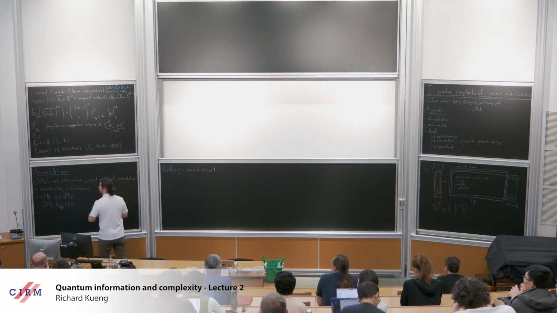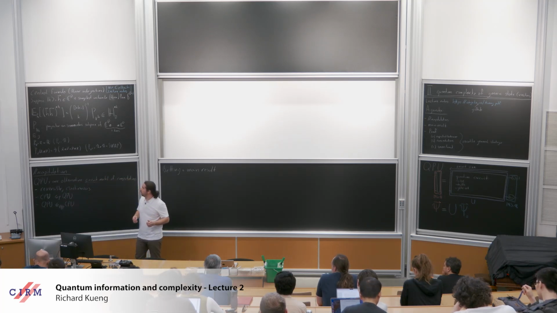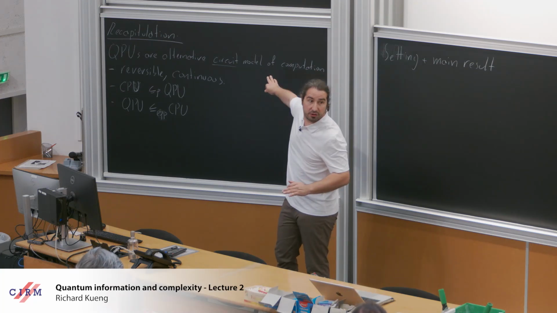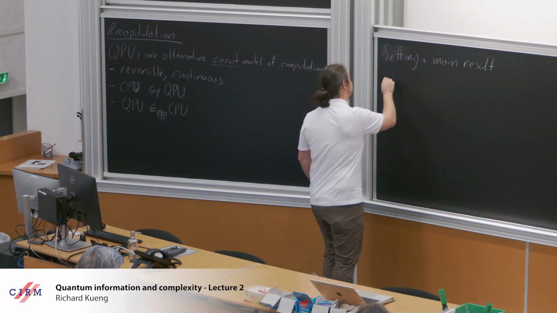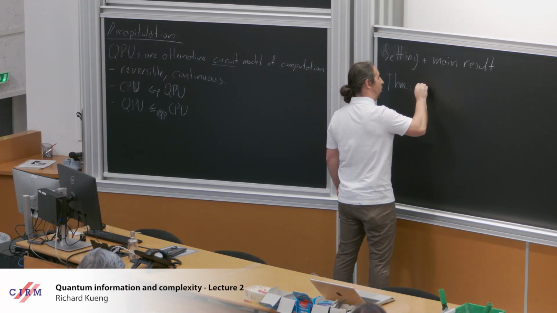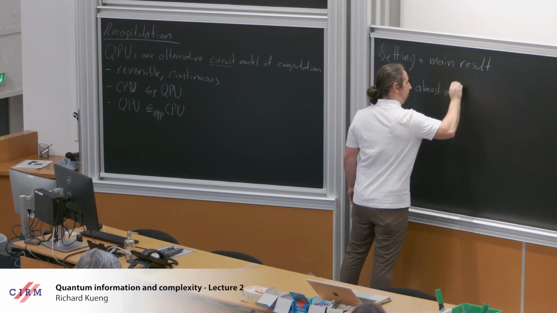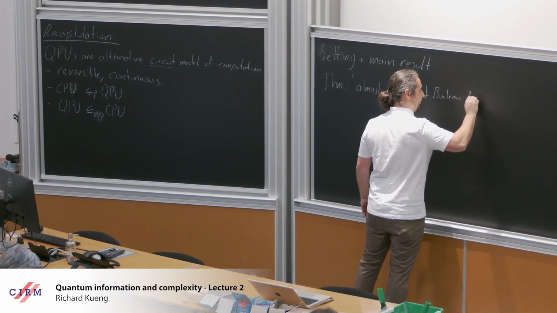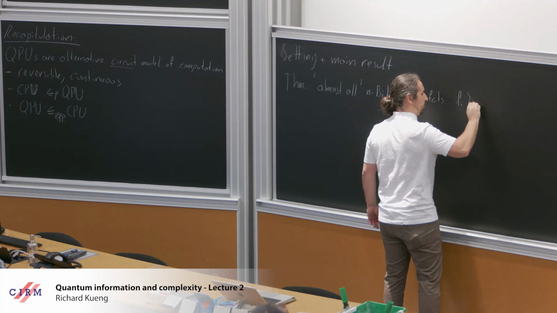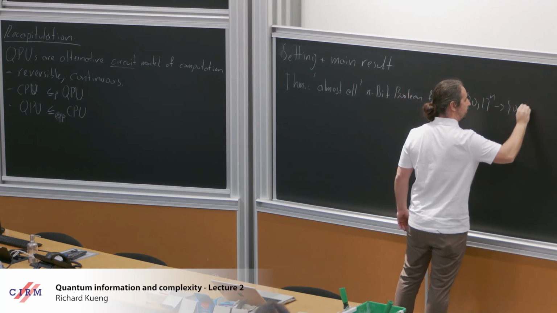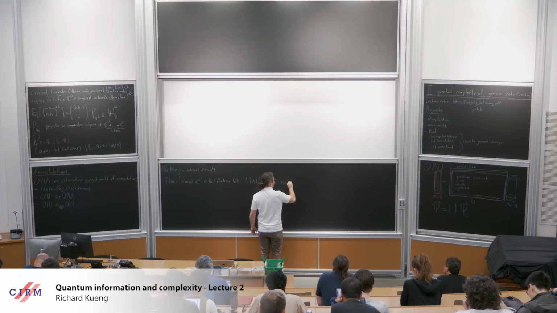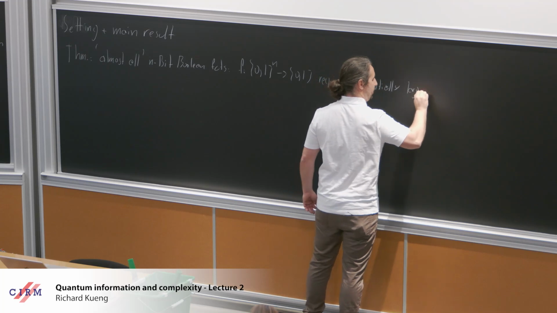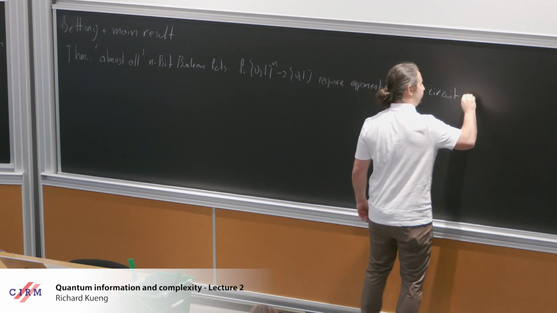And today, I want to take a very basic result about classical circuits, which I like very much. This goes back to Shannon, and try to make it work in this quantum setting. There's a famous theorem by Shannon, which says almost all n-bit Boolean functions, so functions from n bits to a single bit, require exponentially large circuit representations.